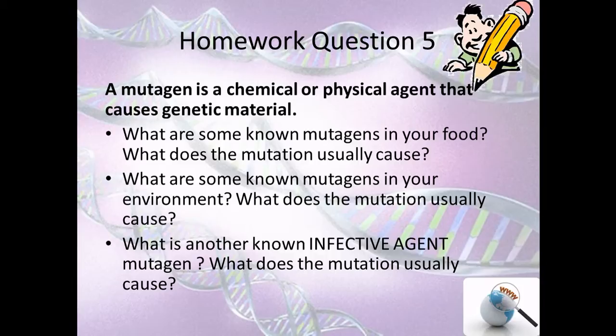Right? There's an idea. And then the last one, what's another known infective agent? Mutagen. So what's something that can infect you? This isn't just an environmental toxin. It's not something in your food necessarily. It's actually some kind of organism that can get in you and cause mutations. And what do they usually cause?